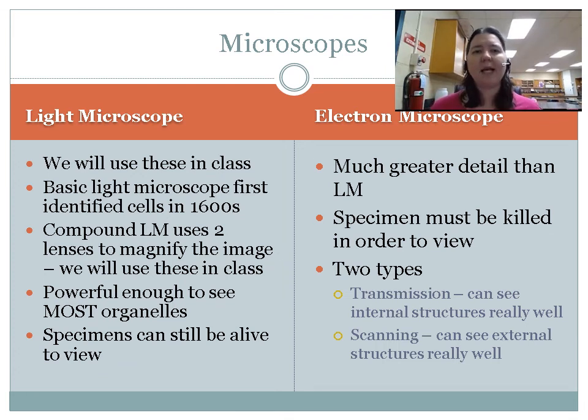Excuse me. Last but not least, types of microscopes. The light microscope is what we're going to use in class. I'm going to choose a different color because that's not class. We're going to use the light microscope. Electron microscopes, if you continue to study science and you go into college, there's a good possibility that you will use an electron microscope in college. May or may not happen, but they see a lot more detail.